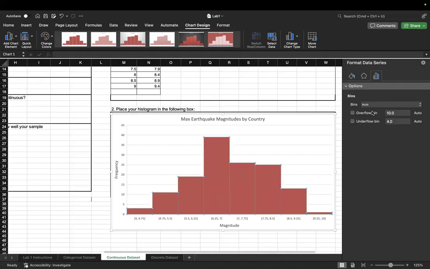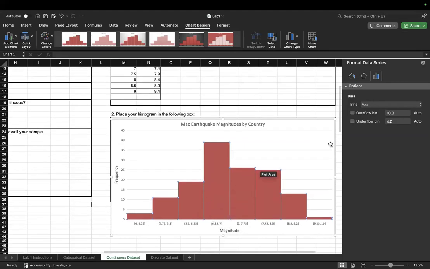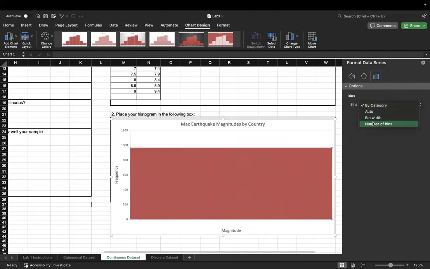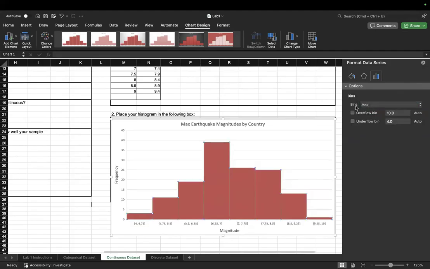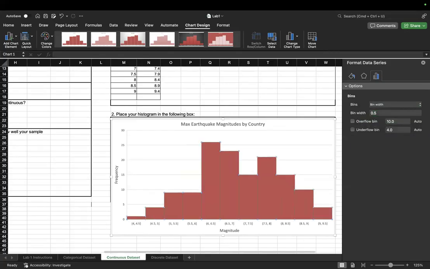This is where I'm going to decide my bin width. Now, if I already have enough bins, I could keep this at 0.75 bin width. I don't want 0.75. I want 0.5 bin width. So it starts off at auto. Go to bins where it says auto, click on that, go to bin width, and you can change your bin width. If you did this and you only ended up with 3 bins, you're going to go into your bin width and make it something smaller so you can get more bins. My bin width is now 0.5.